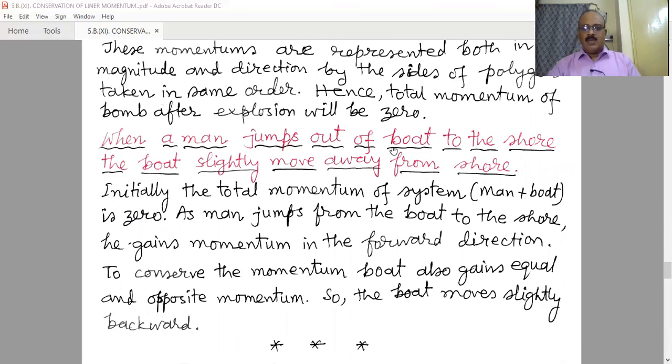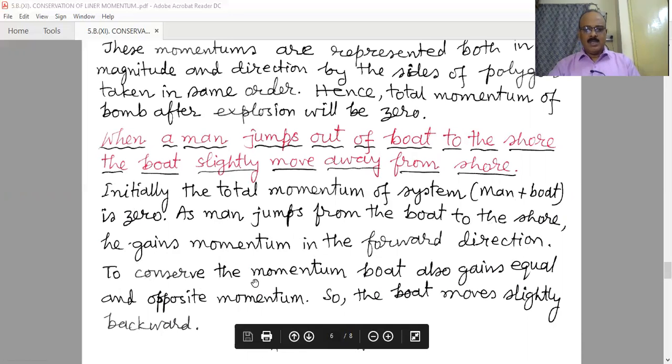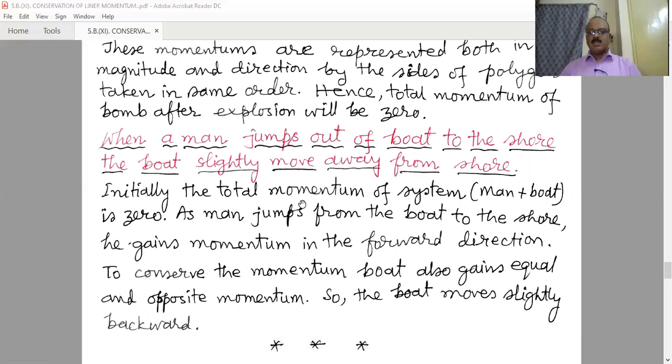When a man jumps out of a boat to the shore, the boat slightly moves away from the shore. Initially, the total momentum of the system, that is man plus boat, is 0, or maybe some momentum. But when the man jumps from the boat to the shore, he gains momentum in the forward direction. To conserve the momentum, the boat also gains equal and opposite momentum, so the boat moves slightly in the backward direction. It is our common experience: when we jump from the boat to the shore, the boat slightly moves in the backward direction.